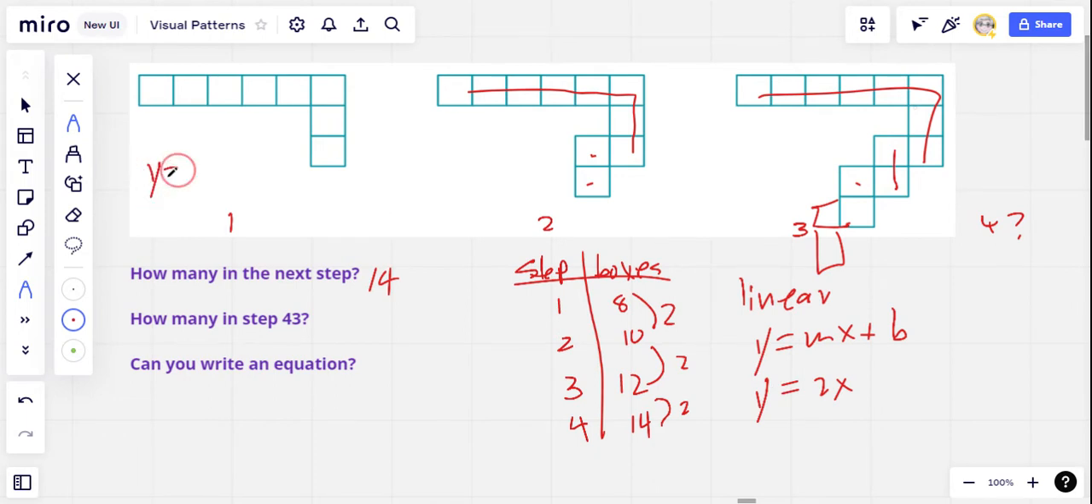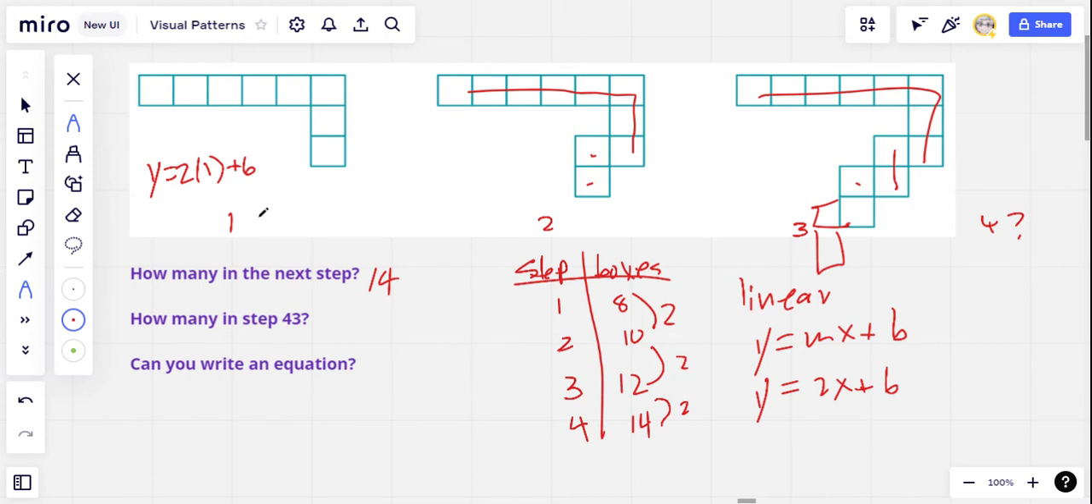So what you do is you plug in the step number for x. So this is going to be y equals 2 times 1. And that would just give me 2 boxes. But I have 8. So I'm 6 short. And what that means is I have to add an additional 6. And that is our plus b. In this case, b is 6. So 2x plus 6. So that's our equation.